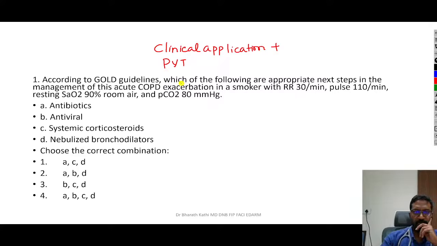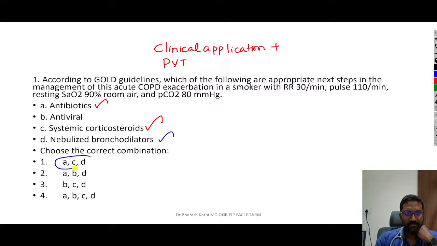The first question, according to GOLD guidelines, which of the following are appropriate steps in management of COPD exacerbation? So this we have discussed many times in our class. In COPD exacerbation, definitely we give systemic steroids to decrease that ongoing inflammatory response. Then we give antibiotics because COPD exacerbation can happen due to bacterial infections such as Haemophilus influenzae and Streptococcus pneumoniae. And to fight that airflow limitation, nebulized bronchodilators are given. So you should choose an option containing A, C, D.